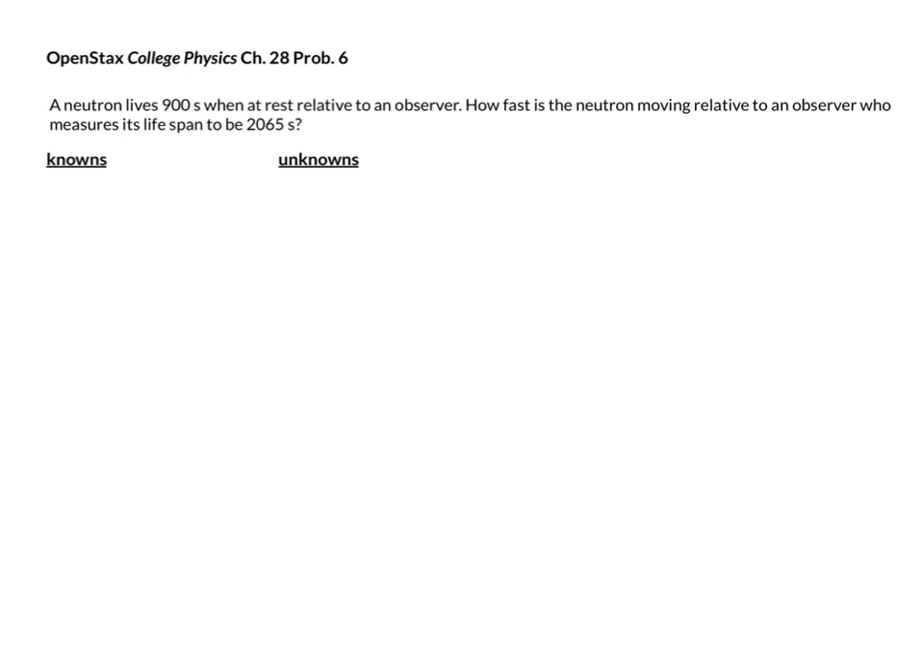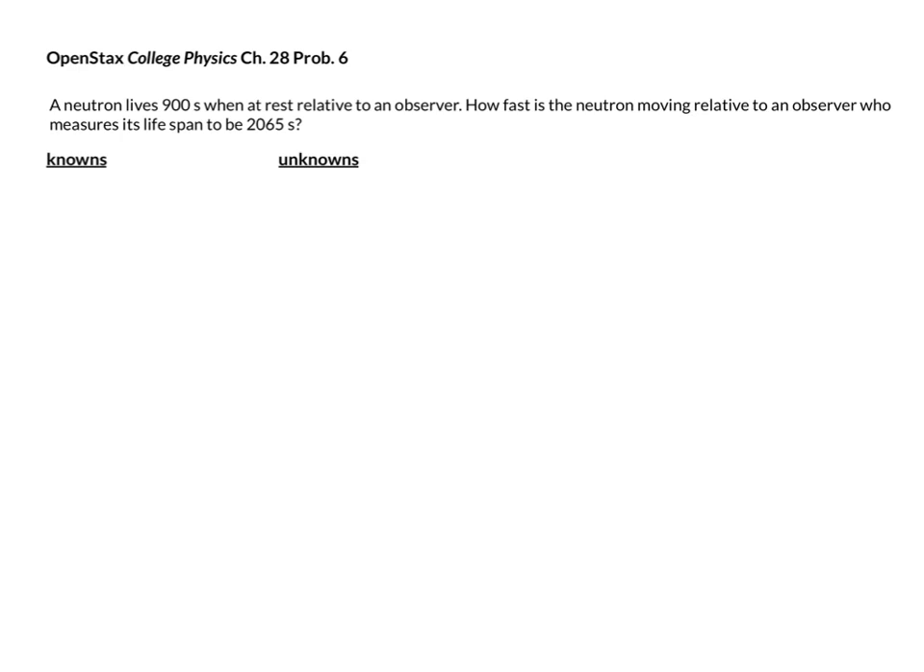Let's look at problem 6 from OpenStax College Physics, Chapter 28. A neutron lives 900 seconds when at rest relative to an observer. How fast is the neutron moving relative to an observer who measured its lifespan to be 2065 seconds?